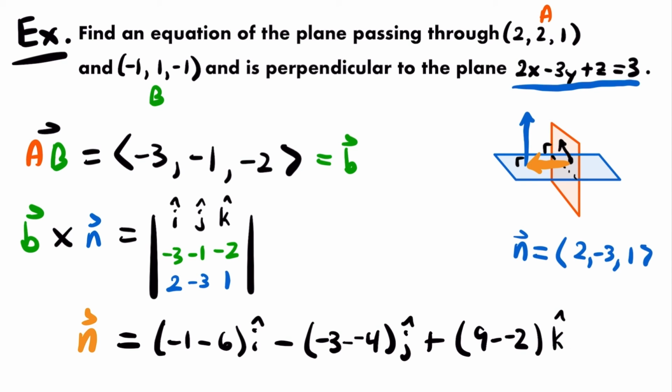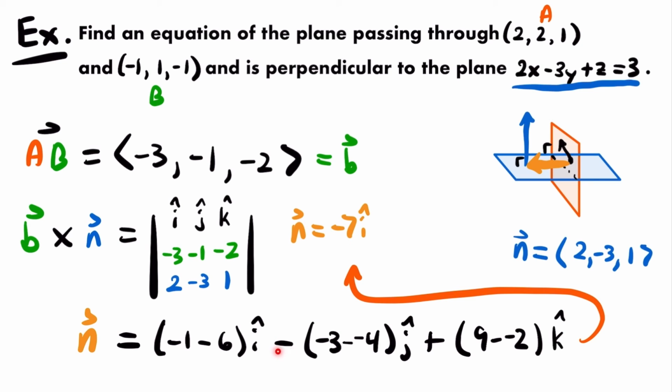Okay, and so now if we simplify, I'm going to write it up here. We'll have that the normal vector is equal to -1 minus 6 times i. That will be -7 times i. And then we have minus -3 minus -4 times j. -3 minus -4 will be the same as -3 plus 4, so that will be 1, but then we're subtracting it, so we just have minus j. And then finally we have plus 9 minus -2 times k. 9 minus -2 will be the same as 9 plus 2, so that's 11, which means we have plus 11k. All right, and so that right there is a normal vector for the plane that we want to find an equation for.